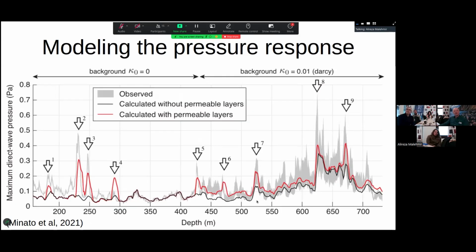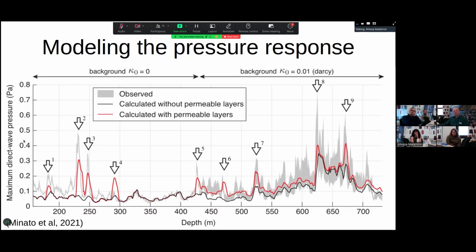And they've looked at the amplitudes of all the tube waves that are being generated as we go down the borehole, and one then compares and does some modeling of the pressures to expect, and one finds that you need to introduce these permeable layers to better match the amplitudes that you record in the borehole. And what kind of pressures are we recording? Well, the pressures are quite low. They're on the order of a Pascal.